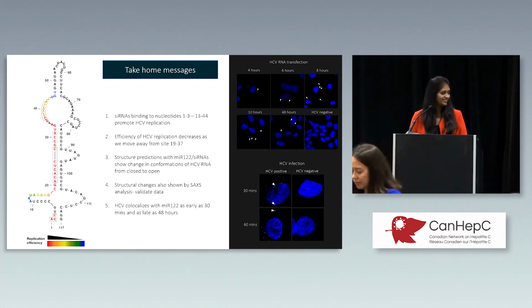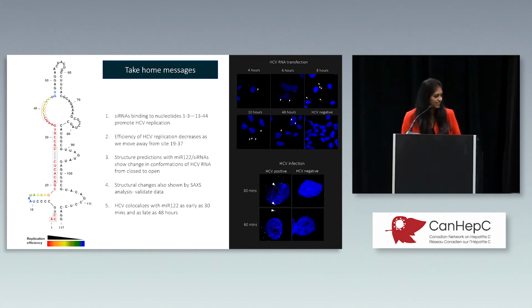Okay, thank you so much for that. I have a quick question, or more of a comment as well. The SAXS data that you're showing, do you have SHAPE data for those constructs as well that you could do overlapping studies with?